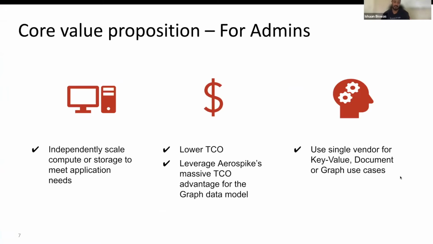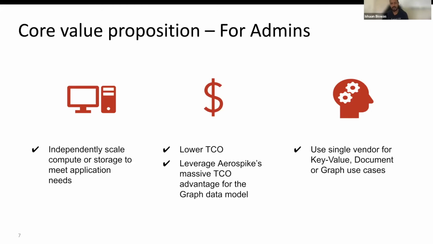So now, if you're an admin, what does that mean for you? If you can independently scale compute or storage in your infrastructure, that means you can use your hardware efficiently, which then means you can have a lower TCO. And given Aerospike's inherent TCO advantage for storing data, you can leverage that for graph as well. So we have been able to provide an industry-leading TCO model for graph databases.